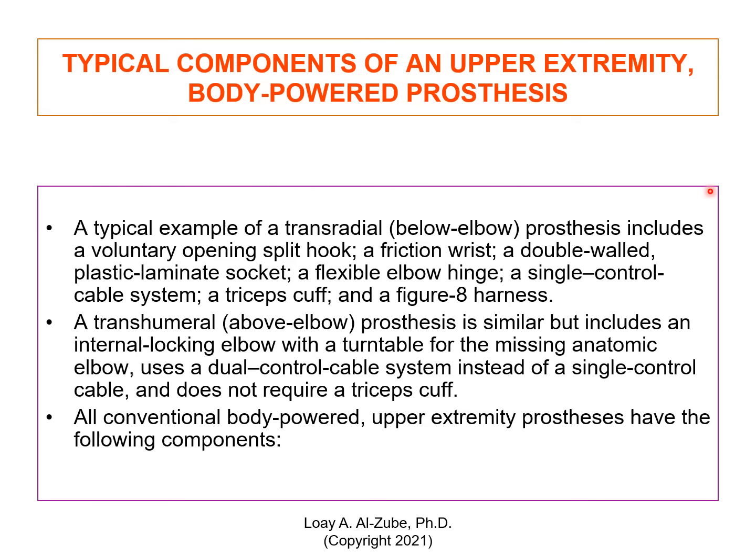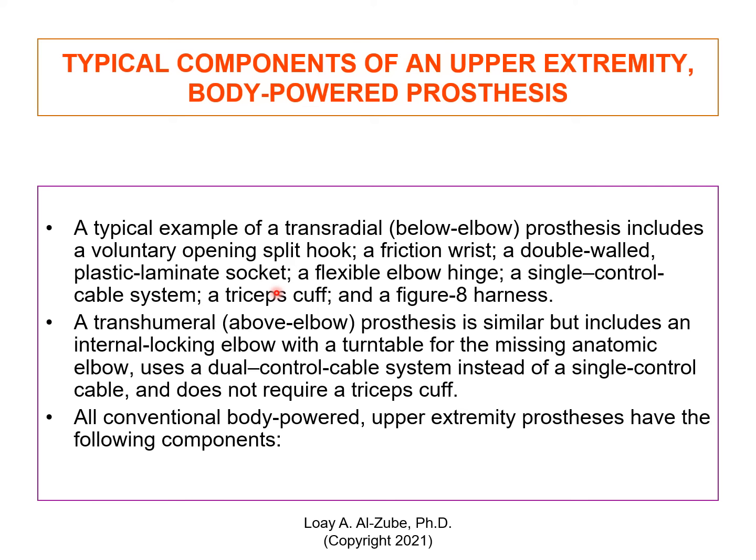Typical components of an upper extremity prosthesis. If you have transradial, that's below the elbow, right? It includes a voluntary opening split hook, that's the end effector to do things to open. Friction wrist. Remember we talked about the friction with the feet, multi-axis and single axis, to make sure that it is not loose. Then we have a double-walled plastic laminated socket, and the double-walled is because we would like to have the wire in it to control it.